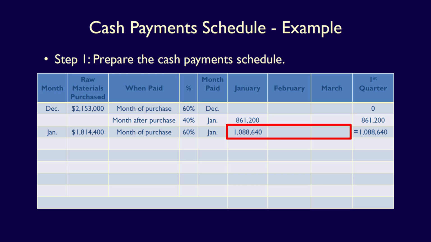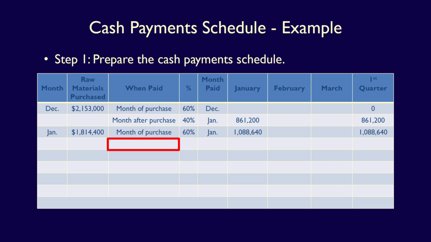We now calculate the total for the first quarter, adding January of $1,088,640, February of 0, March of 0, for a total of $1,088,640 for the first quarter. We now move on to the next row, and we're still working on January, and the raw material purchases are still $1,814,400, so I don't bother copying these down.